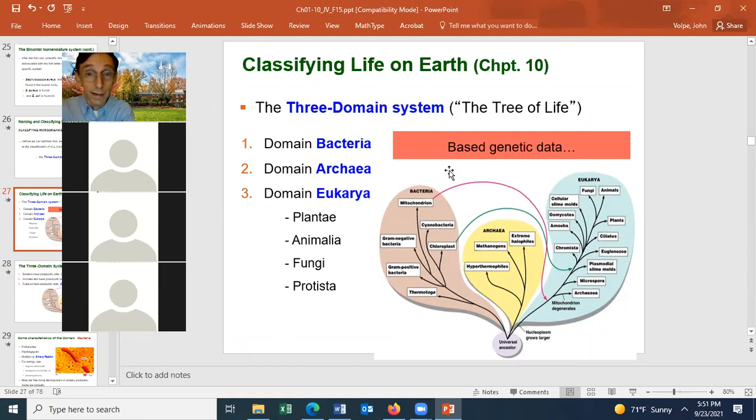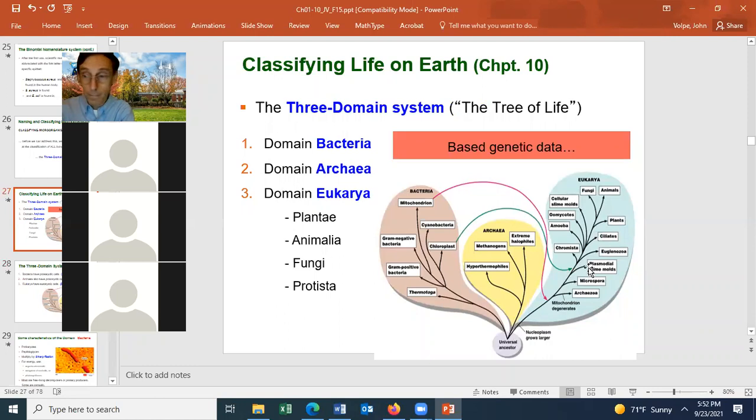Now, each of these domains has a kingdom, and we're going to use the 6 kingdom approach. So the bacteria, this domain only has 1 kingdom, which is the bacteria. The archaea also only have 1 kingdom, which is the archaea. But the eukarya have 4 kingdoms. They have the kingdom Plantae, the plants, and Animalia, the animals, the fungi, the fungus, and then the kingdom Protista, the protists. Any question about any of that?